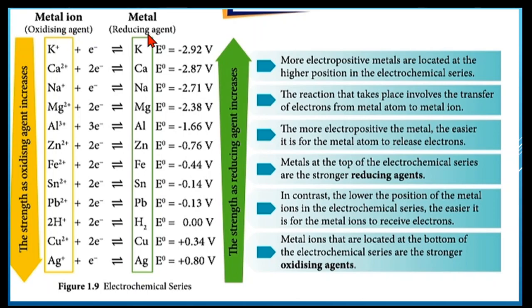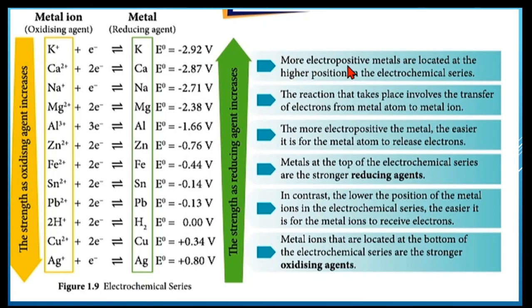Okay? And this one is metal. Dia reducing agent. So dia undergo oxidation. Dia yang akan buang itu elektron. Manakala menaiki electrochemical series ini, the strength of reducing agent increases. So terbaliklah. Okay, terbalik. Down the electrochemical series, ini oxidizing agent dia strong. Strength dia increase. Naik the electrochemical series ini, the strength of the reducing agent will increase.